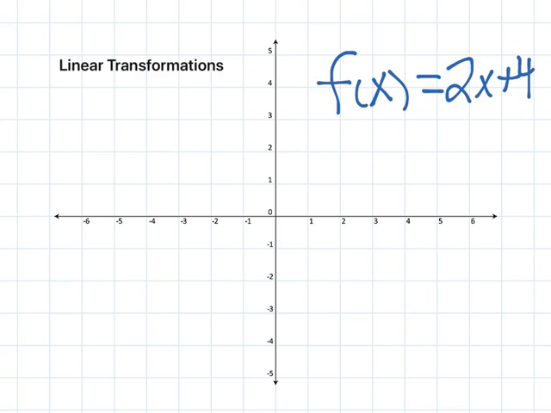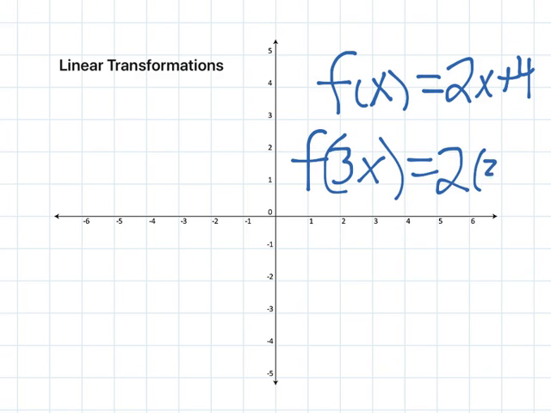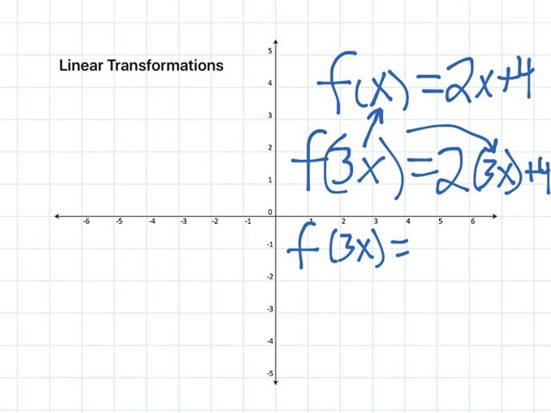Okay, let's look at the next option where you're multiplying, but this time it's inside the parentheses. So f of 3x is basically saying 2, and now I'll put a 3x here, plus 4. Because all I did was replace the x with a 3x. See, I replaced that x with a 3x, and that's why it's there. So when I multiply that out, f of 3x is equal to 2 times 3x is 6x plus 4.